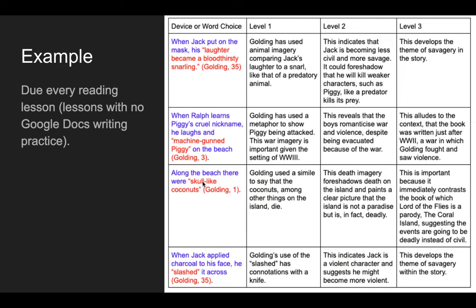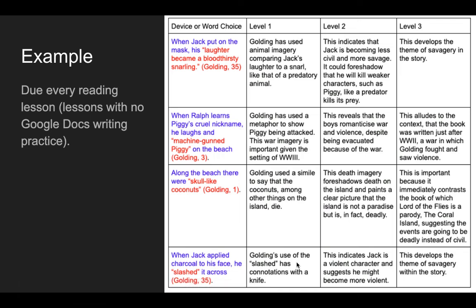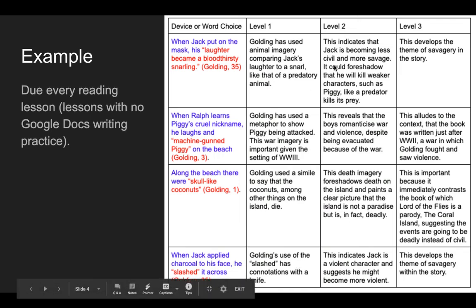And along the beach there were skull-like coconuts. Golding used a simile to say that the coconuts, among other things on the island, die. And when Jack applied the charcoal to his face, he slashed it across. Golding's use of slash has connotations with a knife. So these are all level 1. Then you move up to level 2.